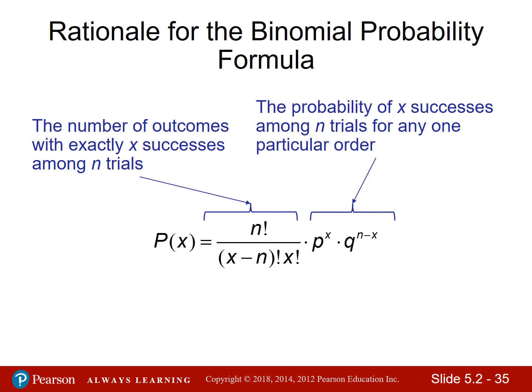Again, we have the formula here, right? P of X equals n factorial over n minus X factorial times X factorial, the number of outcomes with exactly X successes among n trials, times the probability of X successes among n trials for any one particular order.